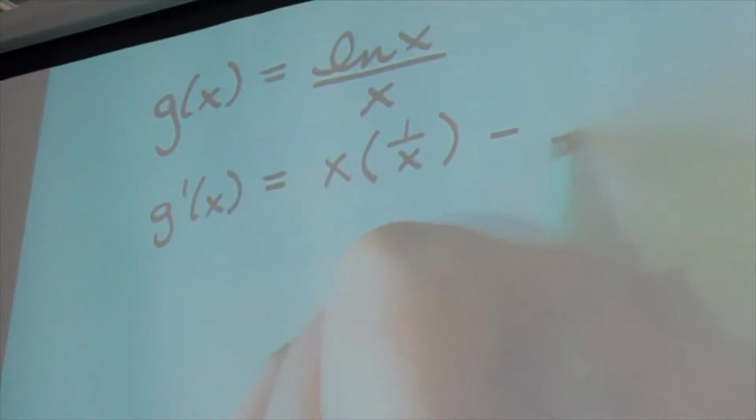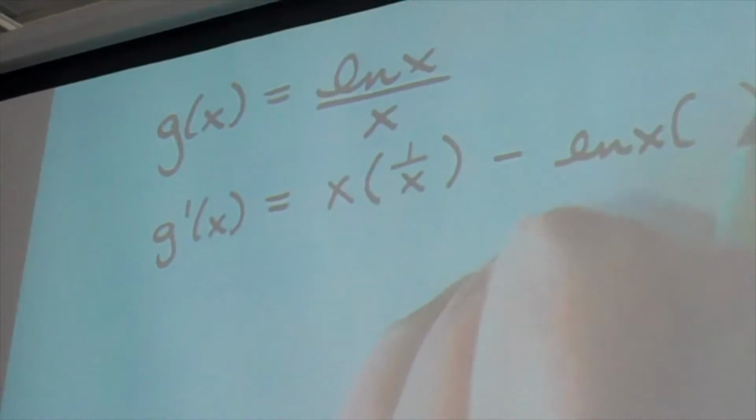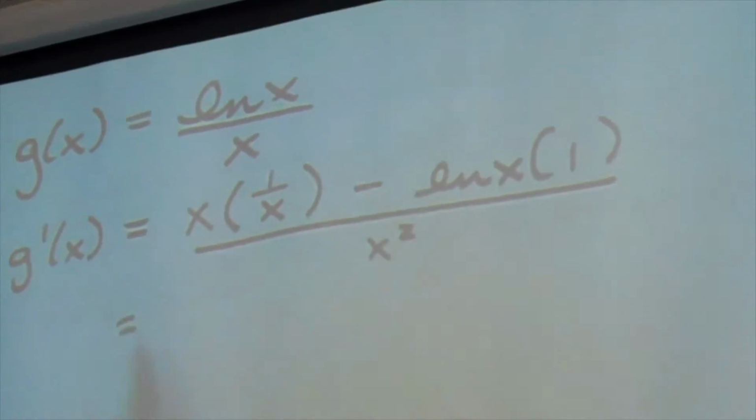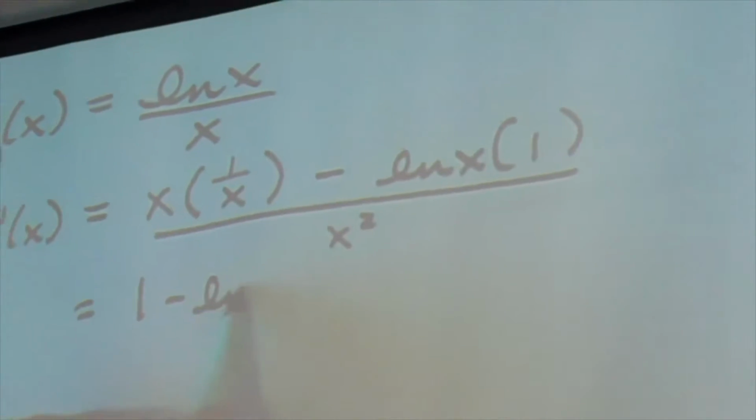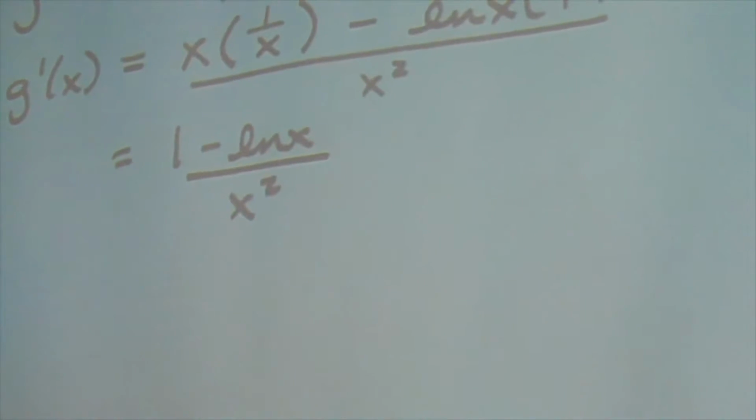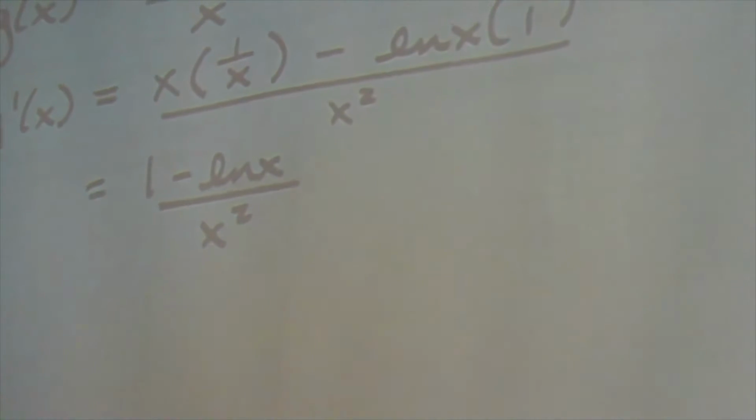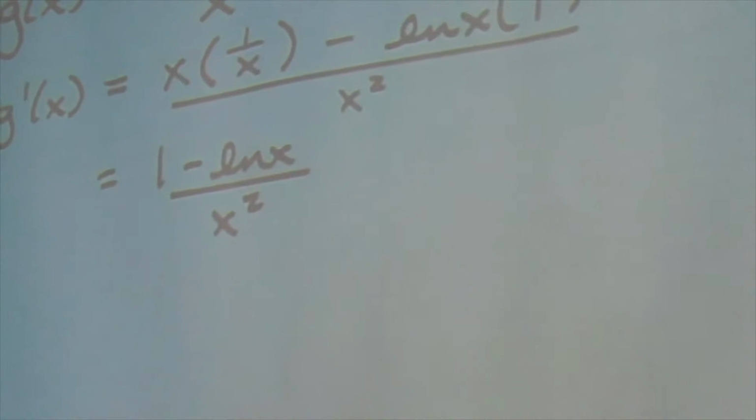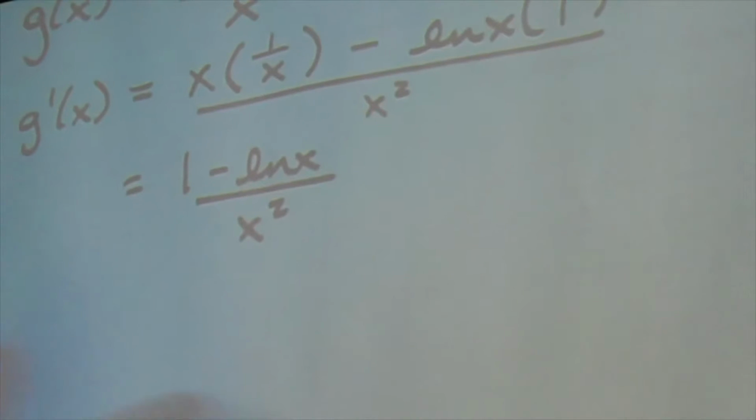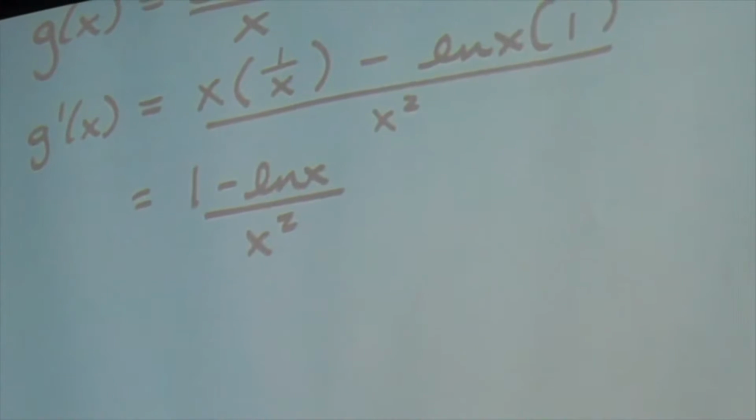Quotient rule, so I go low d high minus high d low. High prime is 1 over x. So low high prime minus high low prime, over low squared, which is x squared. So I would get 1 minus the natural log of x over x squared. Okay, so what am I testing? How do I find critical numbers off the first derivative? Equal to 0 or what?